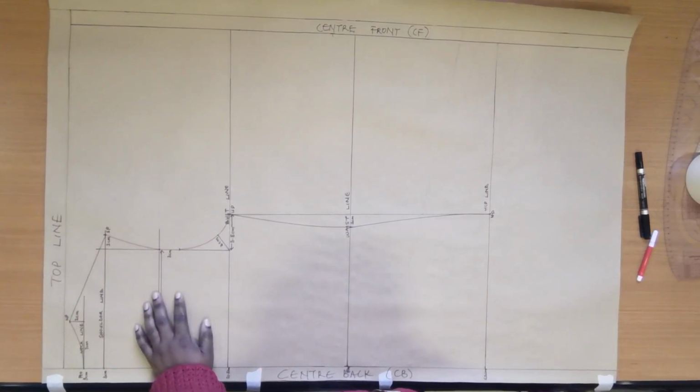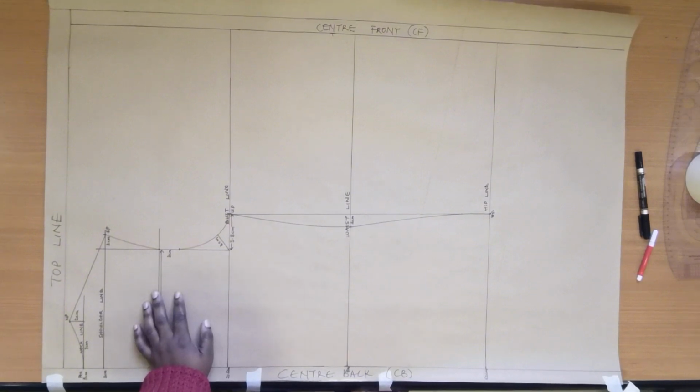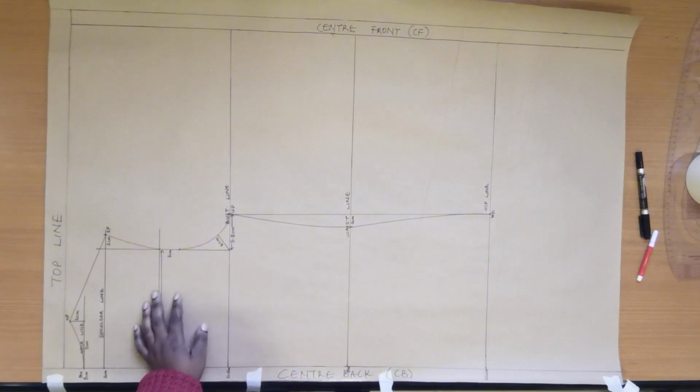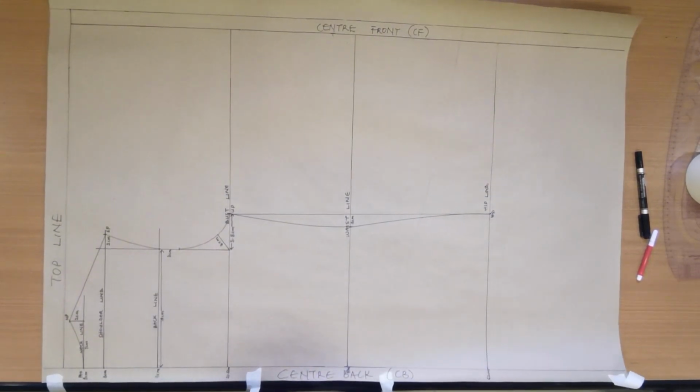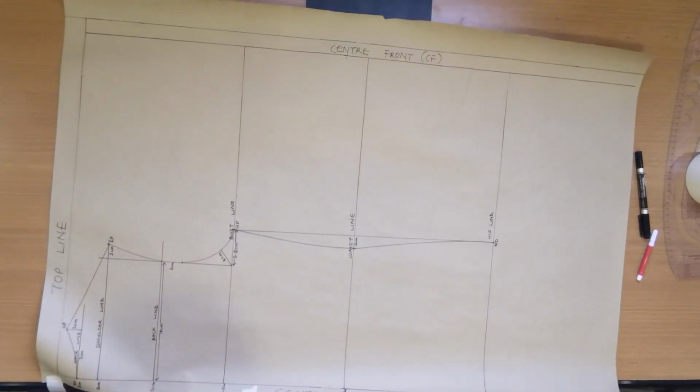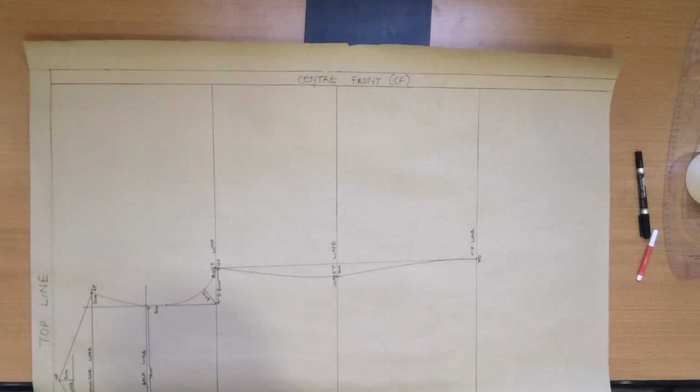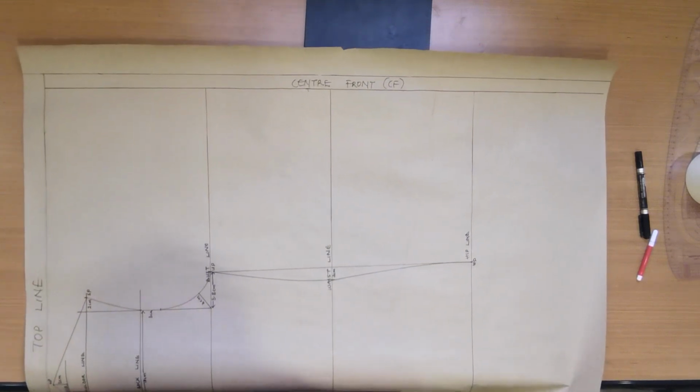In the last video we drafted the back piece of our pattern. In this video we'll be drafting the front piece of the pattern. Remember, we already have the bust, waist and hip line extended to the CF. So now we'll start with the shoulder line for the front and the neckline.